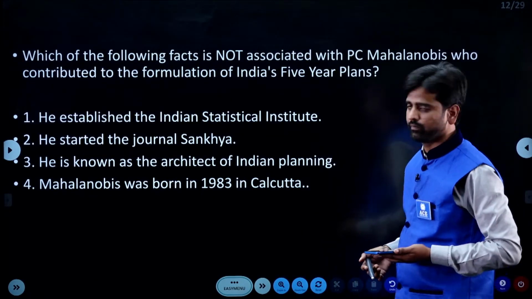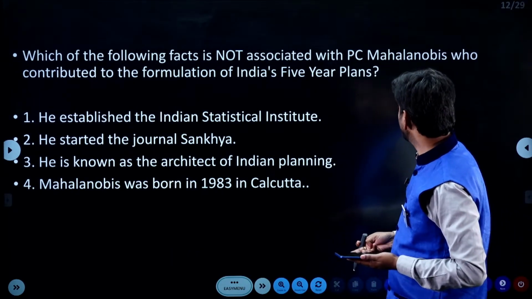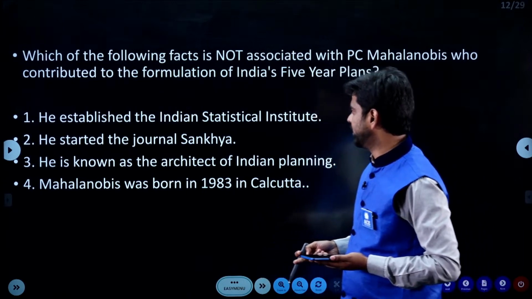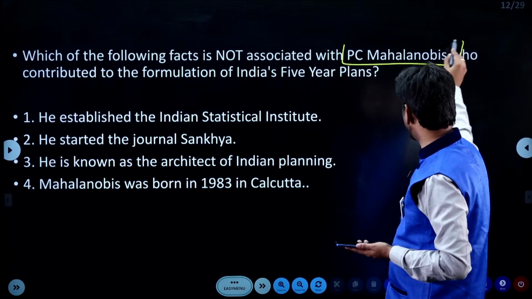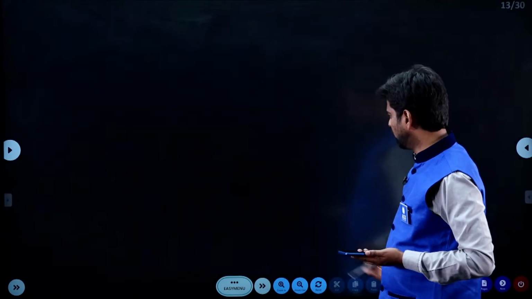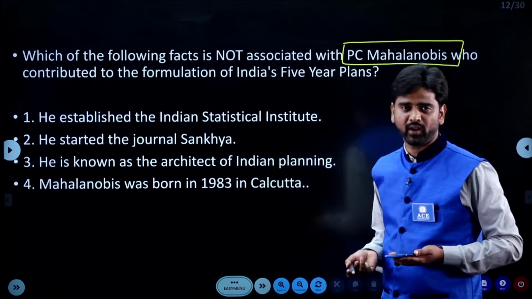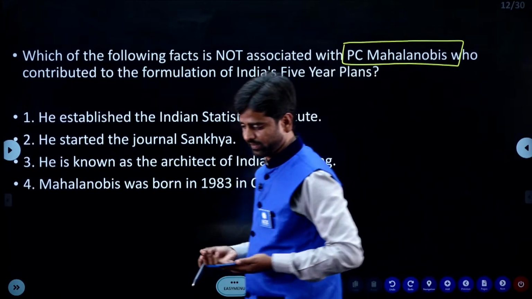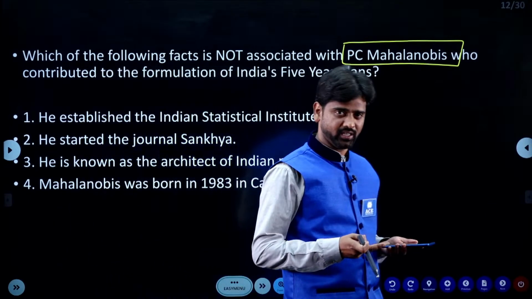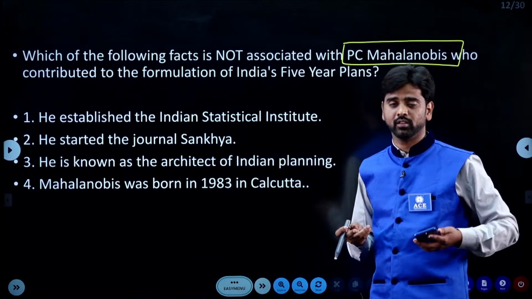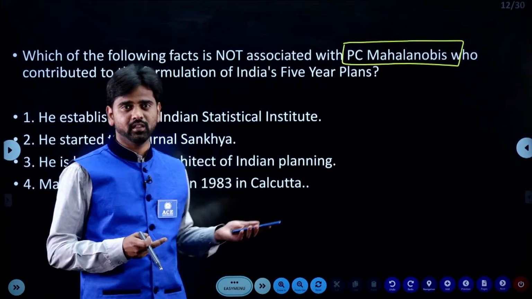Please try to answer it, guys. Which of the following facts is not associated with P.C. Mahalanobis, who contributed to the formulation of India's 5-year plan? So, who is P.C. Mahalanobis? Prashant Chandra Mahalanobis. Before going to discuss, I'll just explain the options, guys. You can check the facts which are related to some personality. So, you see, he is focusing not only on the years and the events, but also on the personality in these 5-year plans.